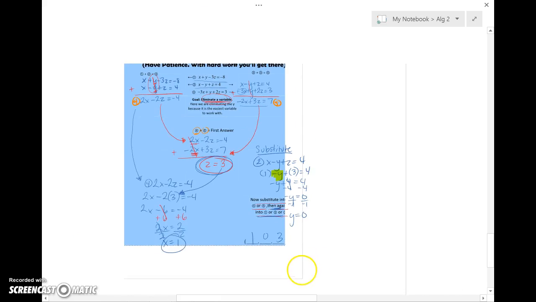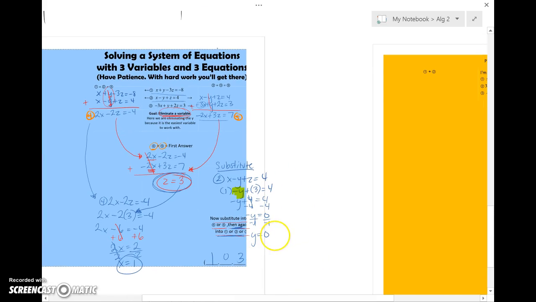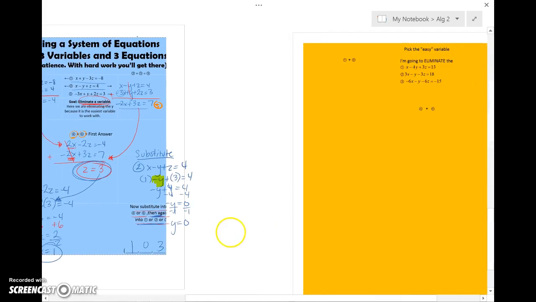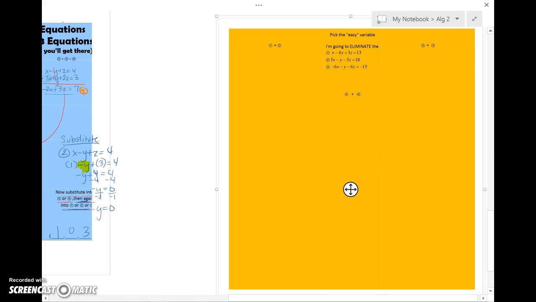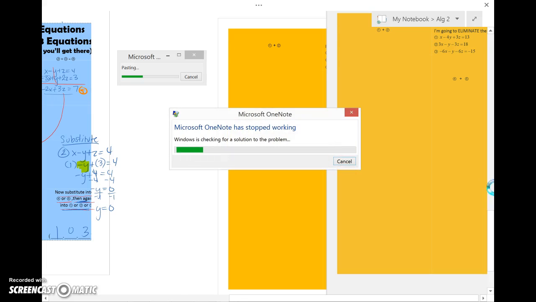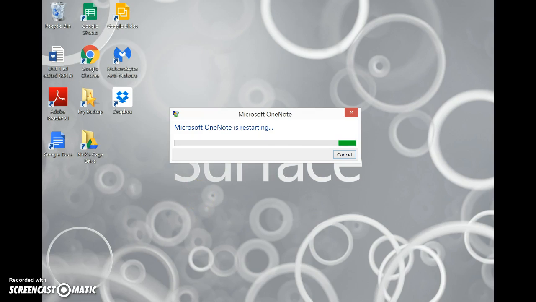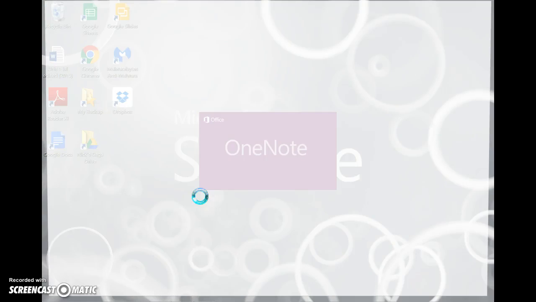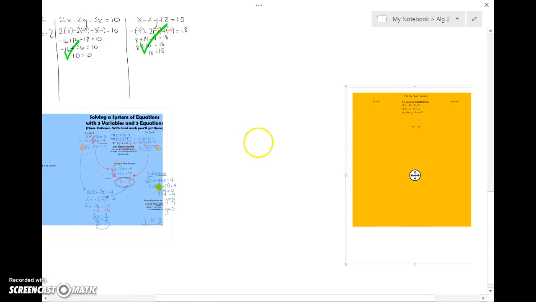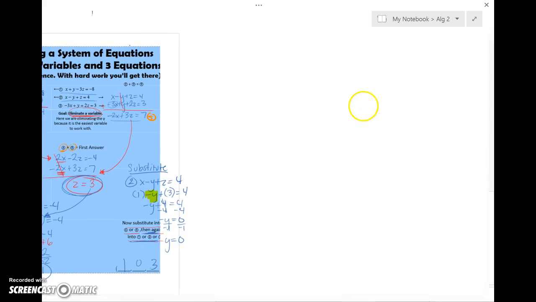Alright, now here's the last step. You may think you're done, but you're not, because you need to know whether these are right or not. Sorry about that. I'm having a little trouble with the program, but it's working fine now.